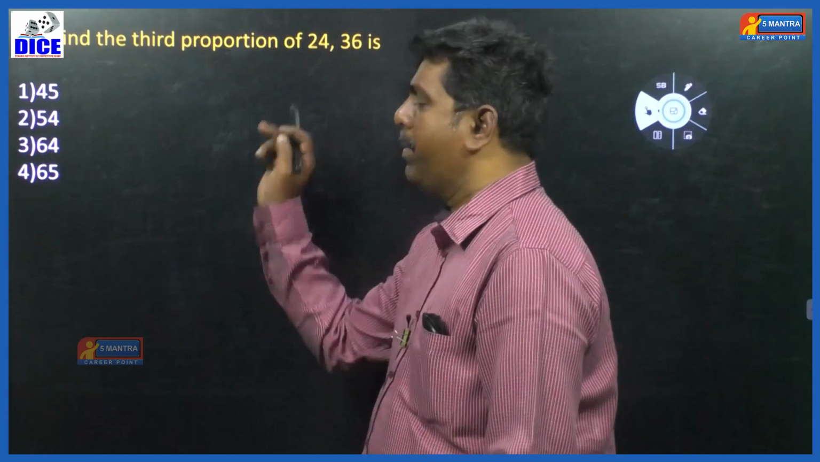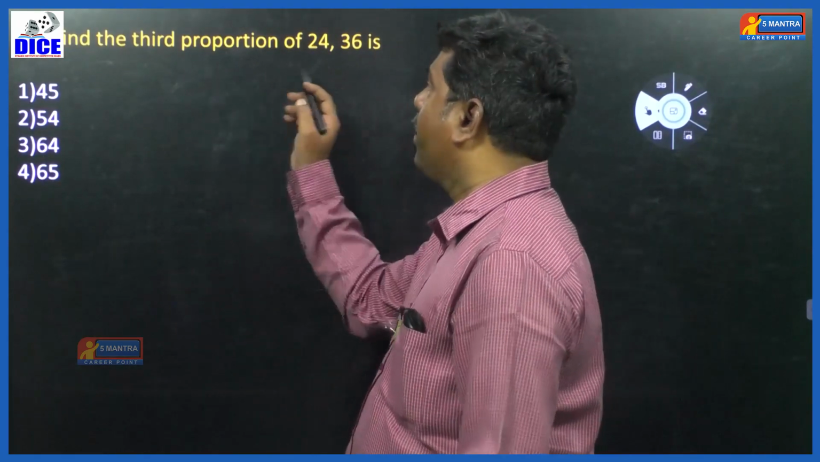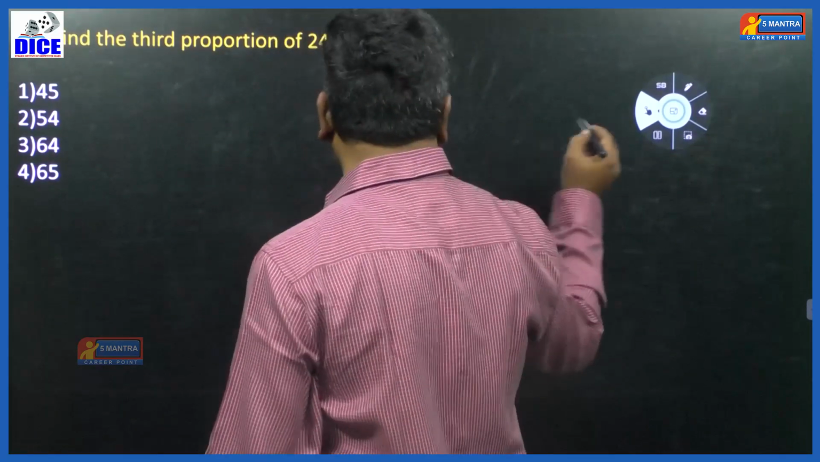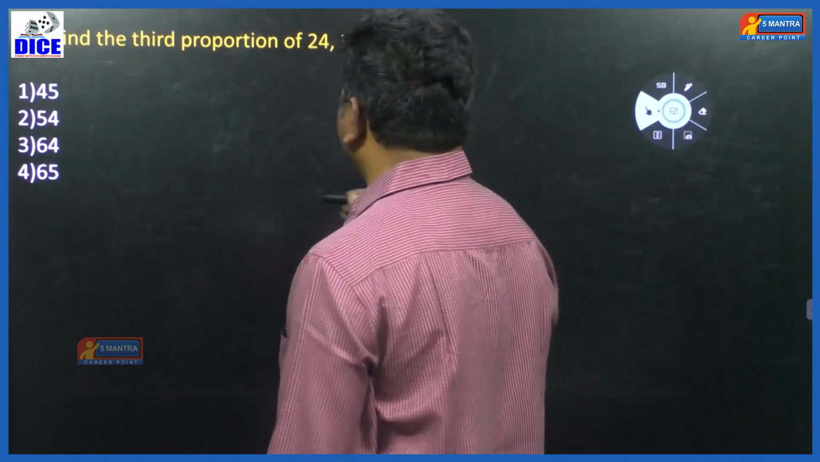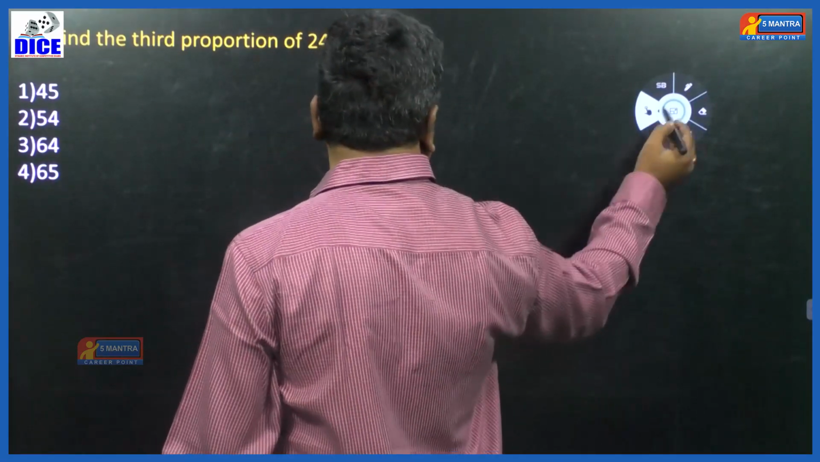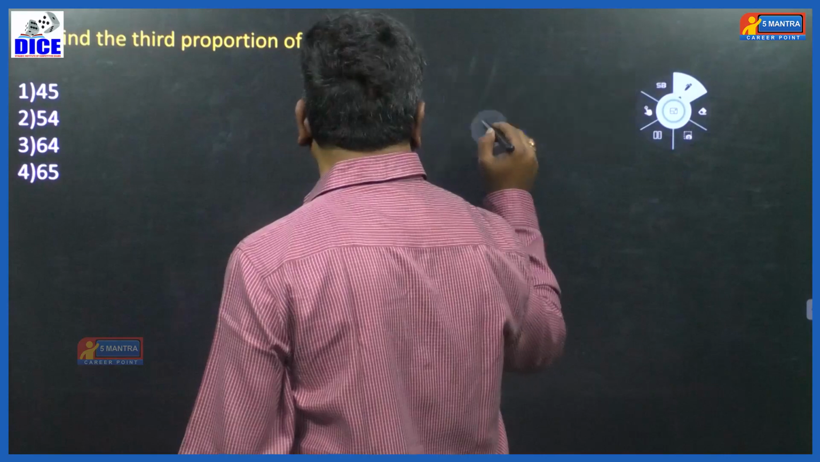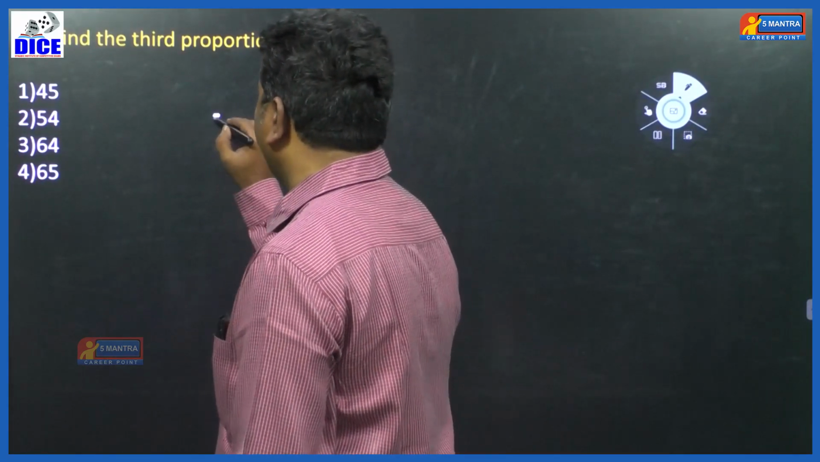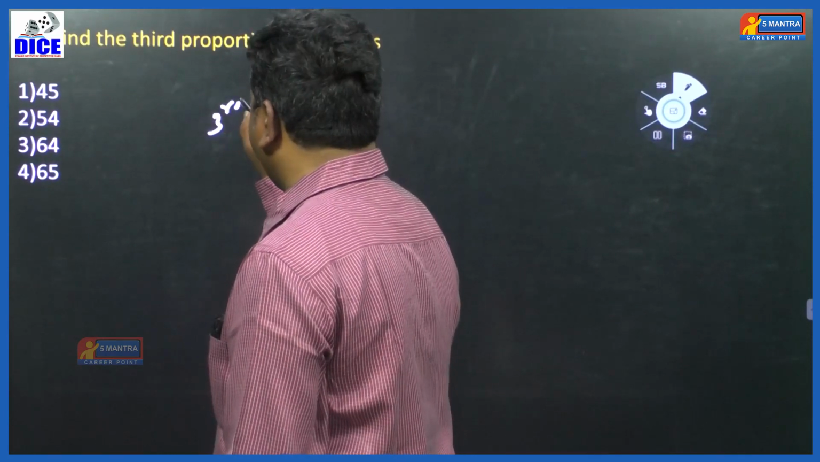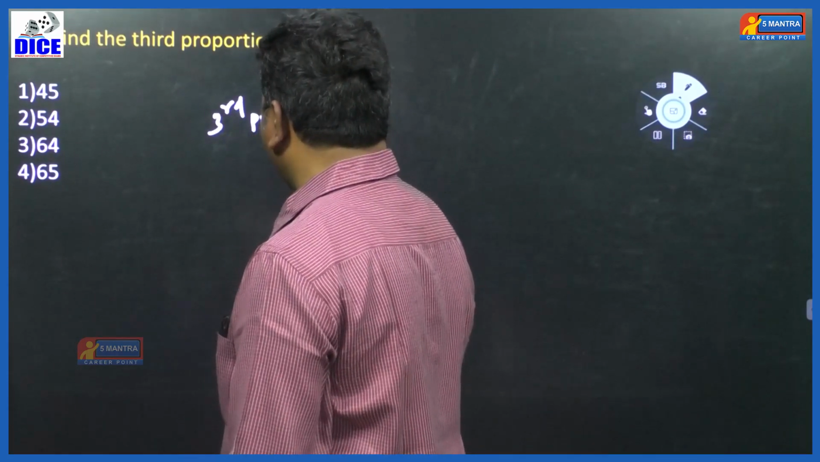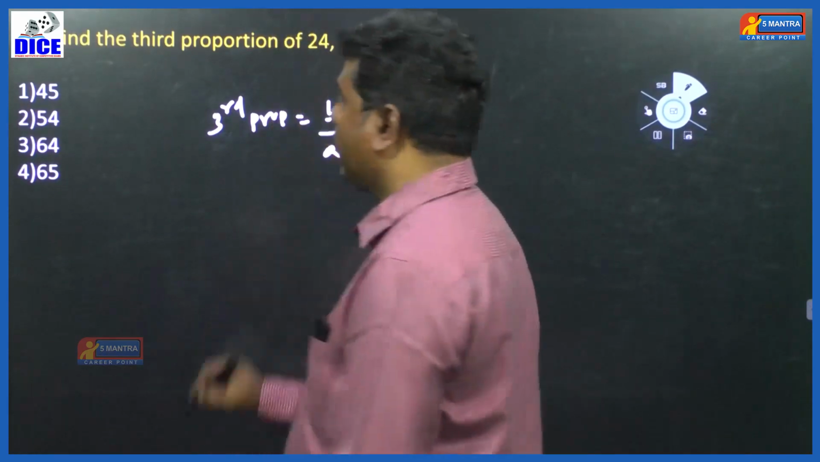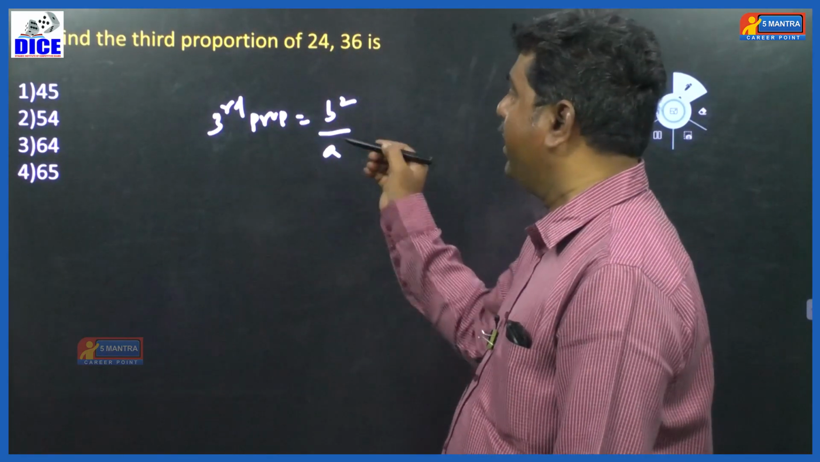Now here is a separate question. Find the third proportion of 24, 36. For third proportion, what is the formula? Directly I'm writing the formula. Third proportion is equal to B square by A is the formula.